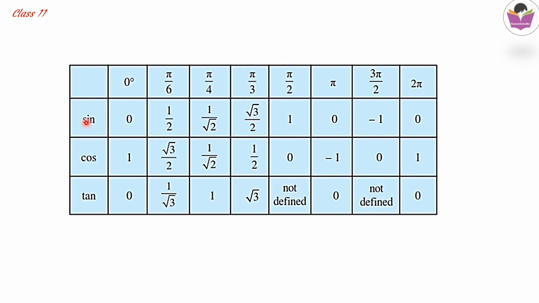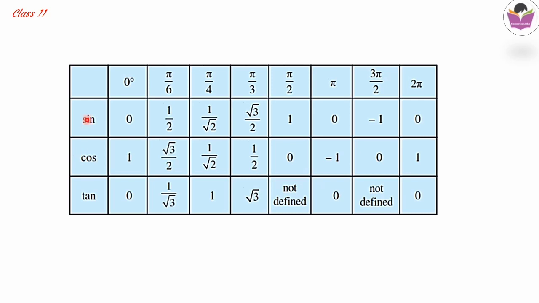Sin 0 is 0, sin pi by 6 is 1 by 2, sin pi by 4, that is 45, that is 1 by root 2, sin pi by 3, that is 60 degree, that is root 3 by 2, sin 90 degree, that is 1. Then sin pi is 0, sin 3 pi by 2 is minus 1, sin 2 pi is 0. Similar way we have defined the cos and tan values.